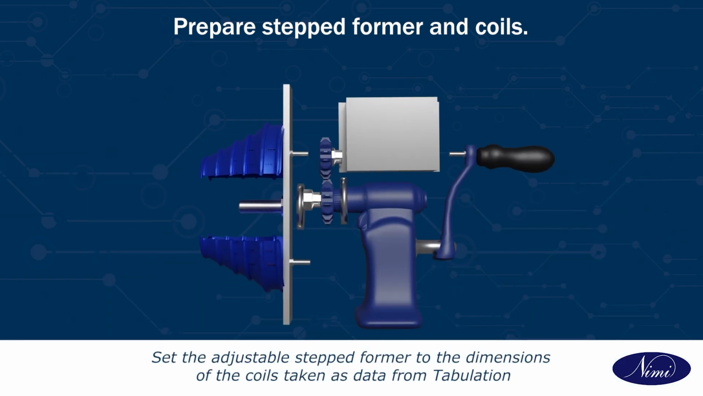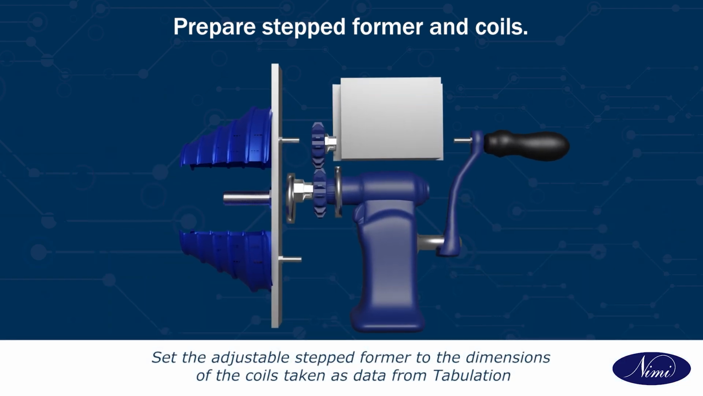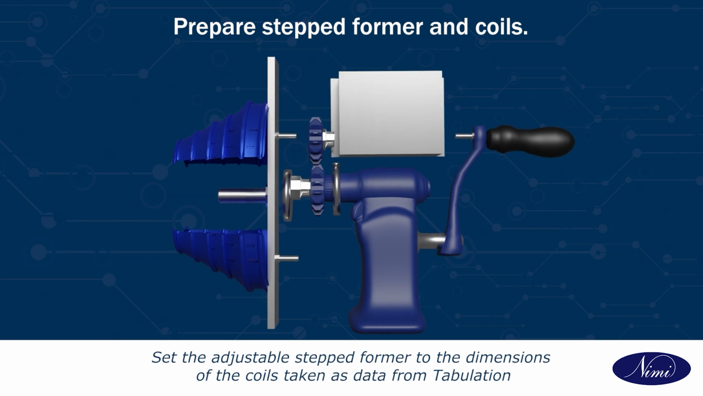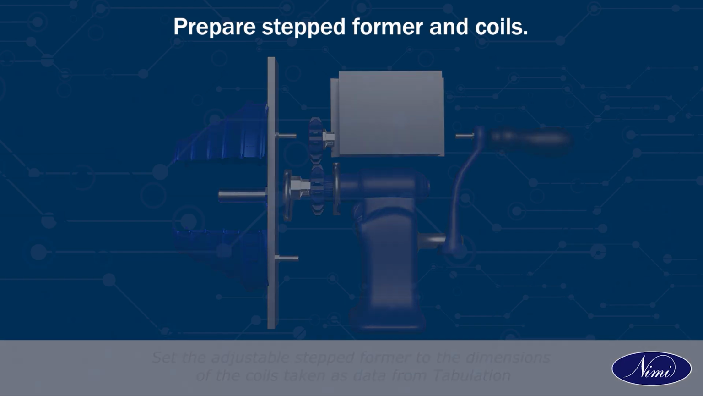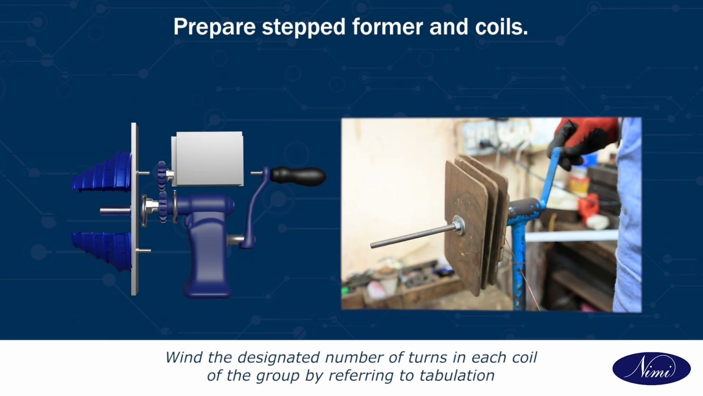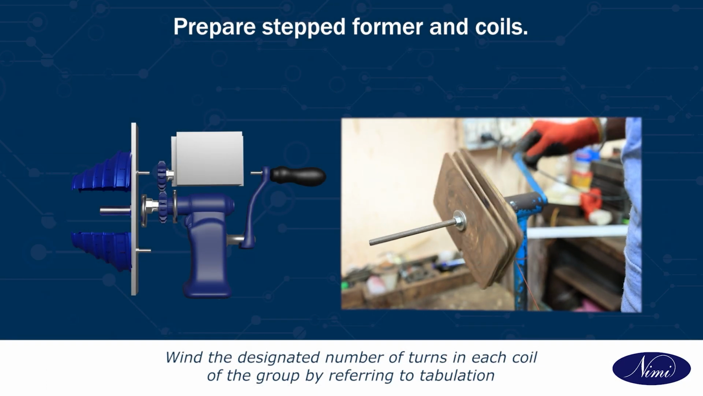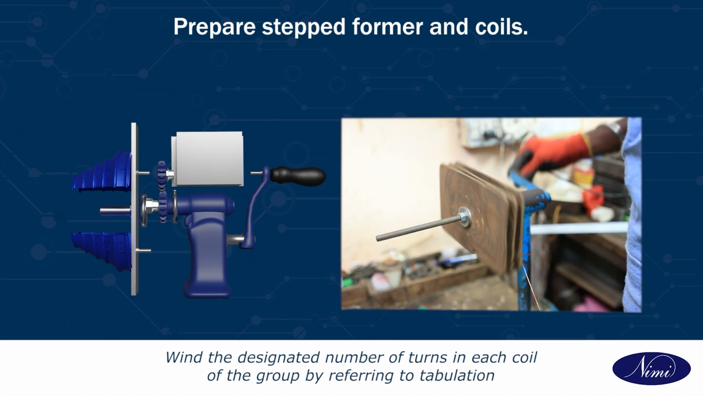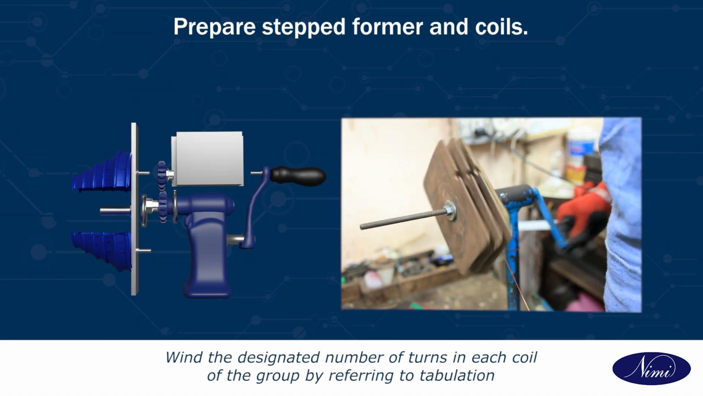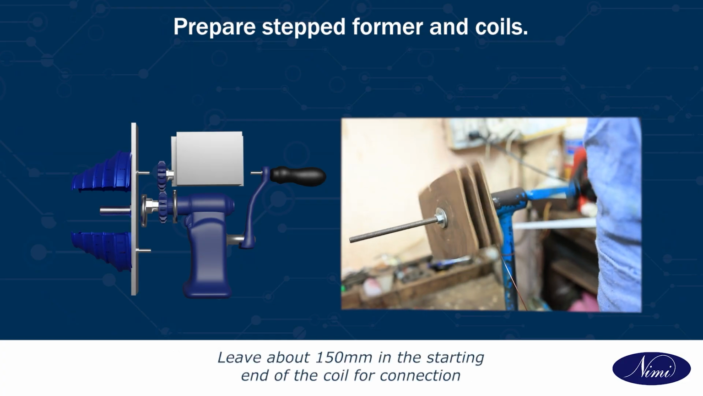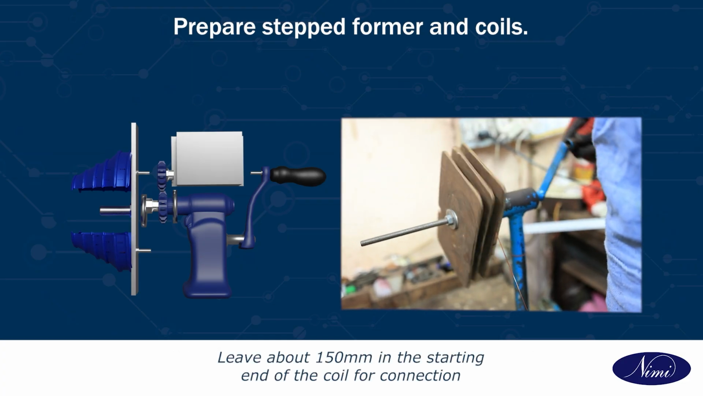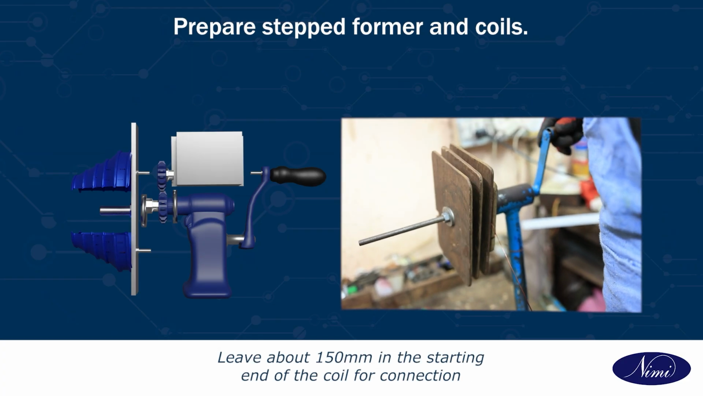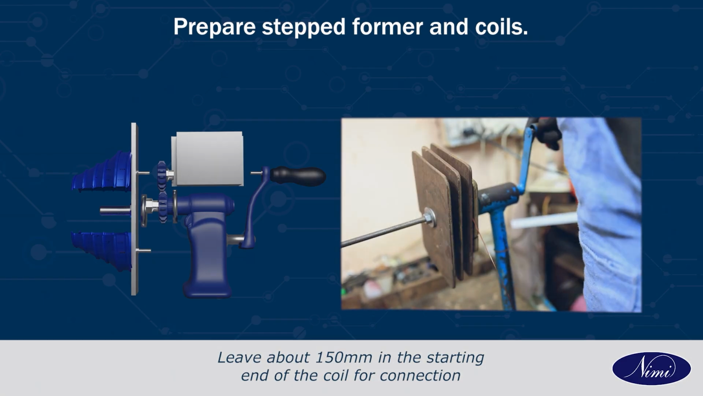Set the adjustable stepped former to the dimensions of the coils taken as data from tabulation. Wind the designated number of turns in each coil of the group by referring to tabulation. Leave about 150 mm in the starting end of the coil for connection.